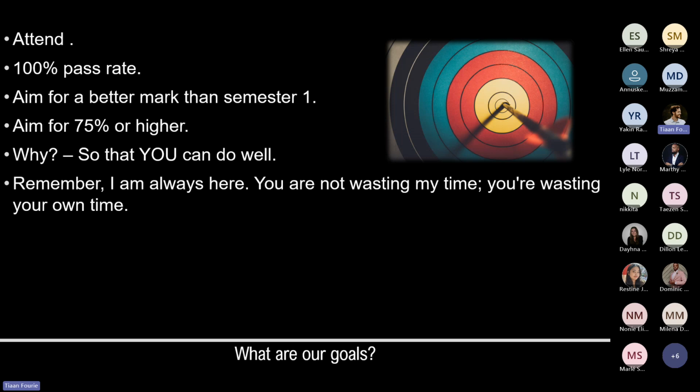So what I want you guys to do this semester is attend each class. Please attend all 8 lectures this semester. If you can only attend one, please at least try and attend two, if not all 8. Aim for a 100% pass rate, aim for a better mark than in semester 1, and aim for 75% or higher. Why? So that you can do well, so you can become smarter.